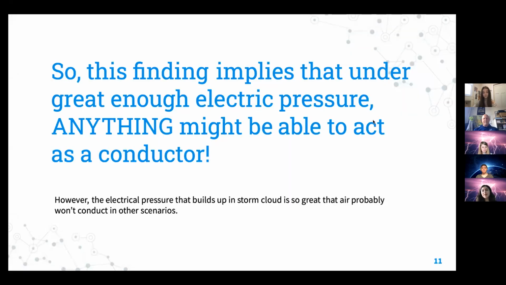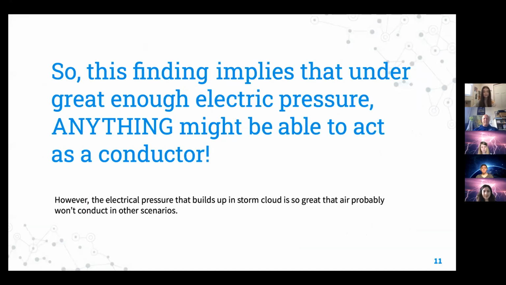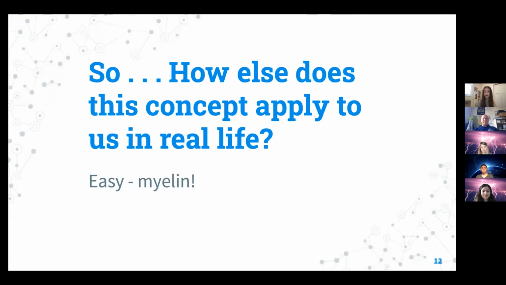So this finding implies that under great enough electric pressure, anything might be able to act as a conductor. However, the pressure that builds up between a storm cloud and the ground is so great. There's so much pressure that in most other cases, air probably won't be able to act as a conductor. So how does this concept apply to us in real life?